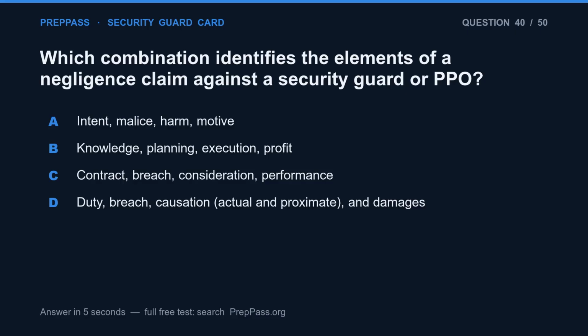Question 40. Which combination identifies the elements of a negligence claim against a security guard or PPO? A. Intent, malice, harm, motive. B. Knowledge, planning, execution, profit. C. Contract, breach, consideration, performance. D. A duty, breach, causation, actual and proximate, and damages.